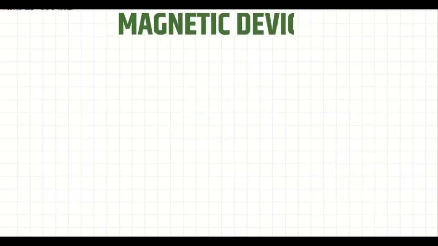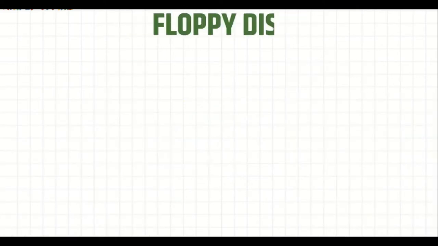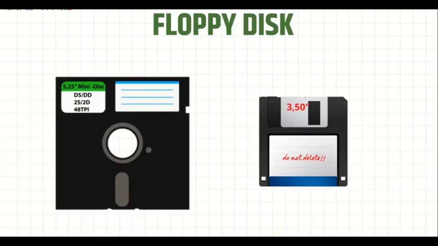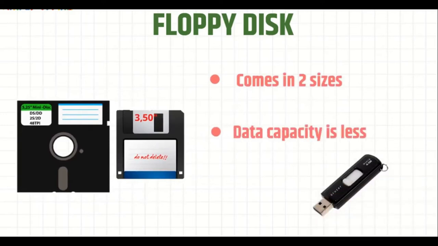Now, next one is magnetic drive. It includes hard disk and floppy disk. Floppy disk comes in two sizes, 5.25 and 3.50. Its capacity is less than the thumb drive.